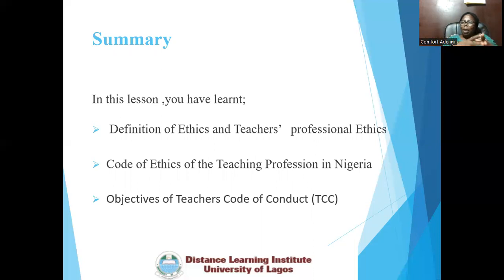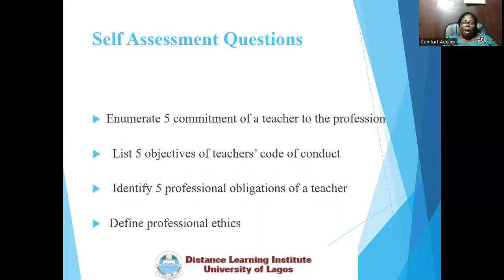You also learned in this lesson that teachers have obligations to other teachers, to the parents, to the profession, to the students, to the community, and to their employer. In this lesson also, you learned about the objectives of the teachers' code of conduct. Why is it necessary for teachers to have some ethics to follow, or why is it necessary to set rules for teachers to follow? All these were learned in this particular lesson.